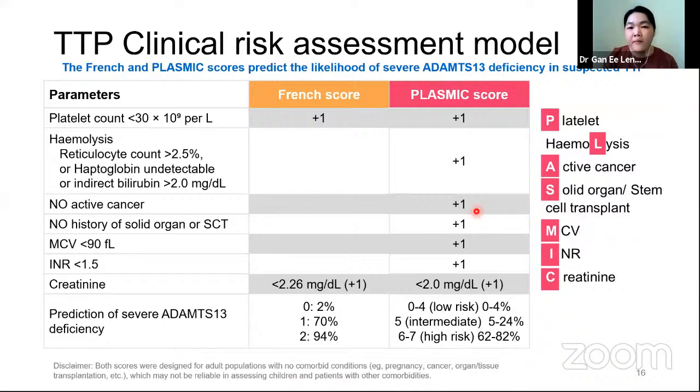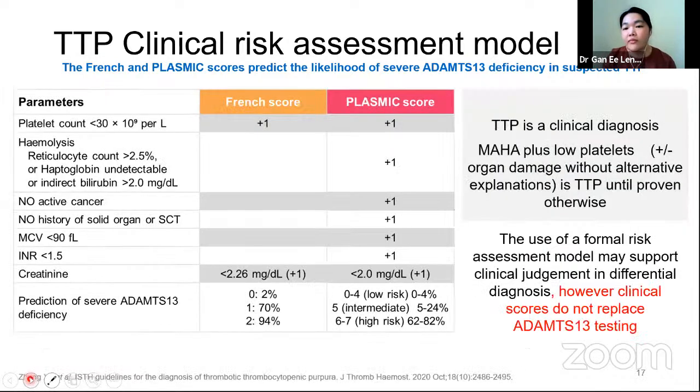I suggest we use this scoring to rule out TTP at the middle of the night before you decide whether you need plasma exchange or not. So we use the PLASMIC score. Again, we like to emphasize that TTP is a clinical diagnosis: MAHA plus low platelets with or without organ damage, and if we can't find an alternative explanation, it is TTP until proven otherwise. So, MAHA plus thrombocytopenia.